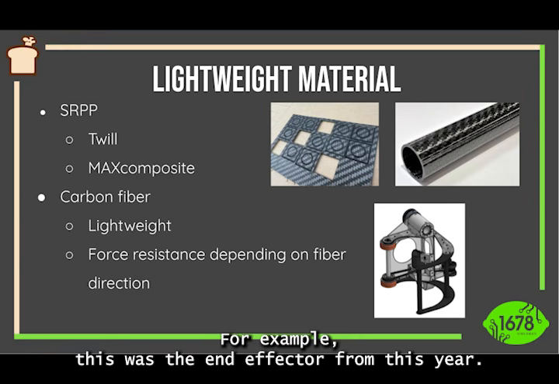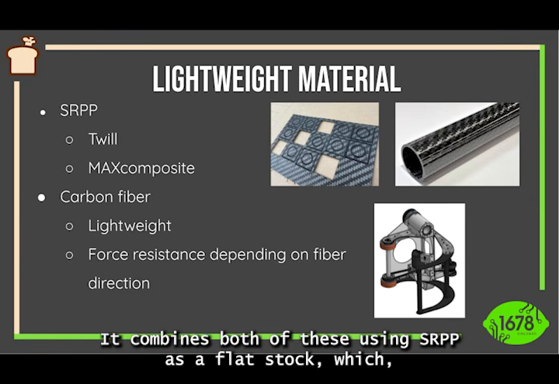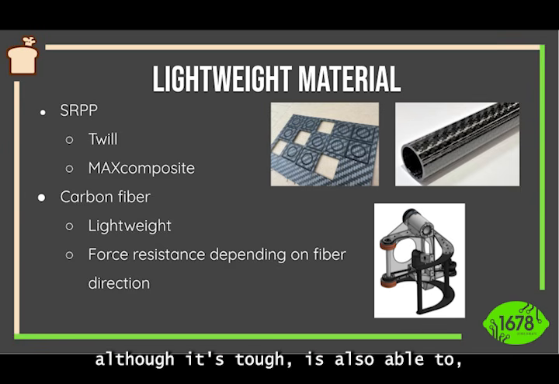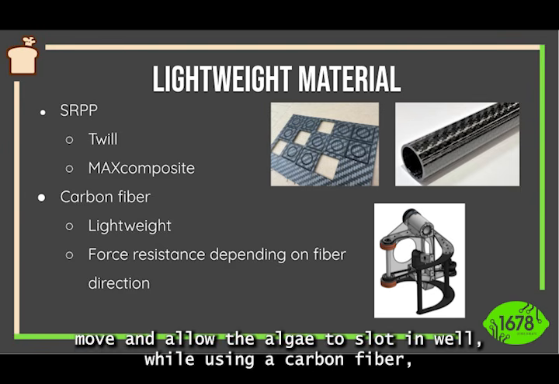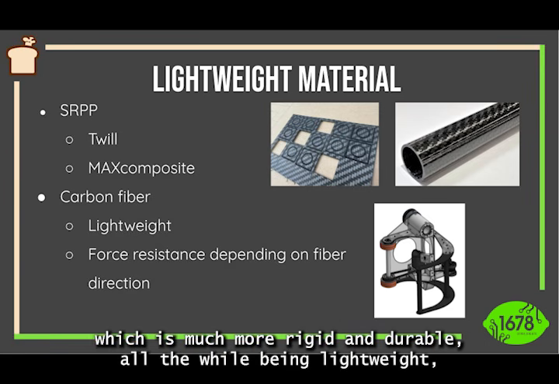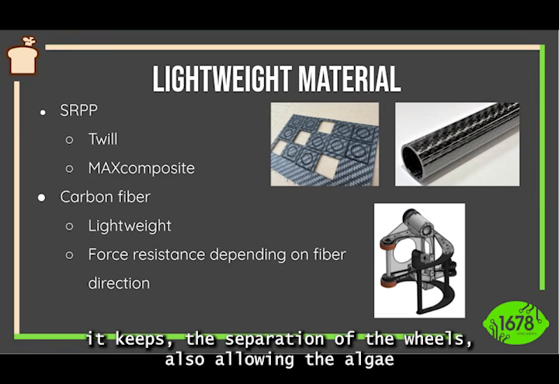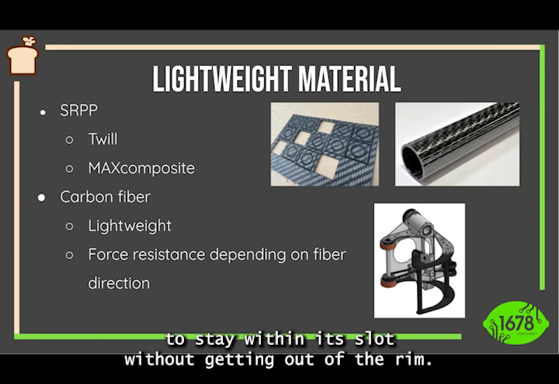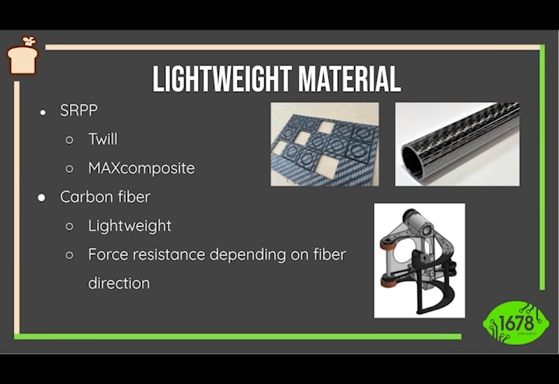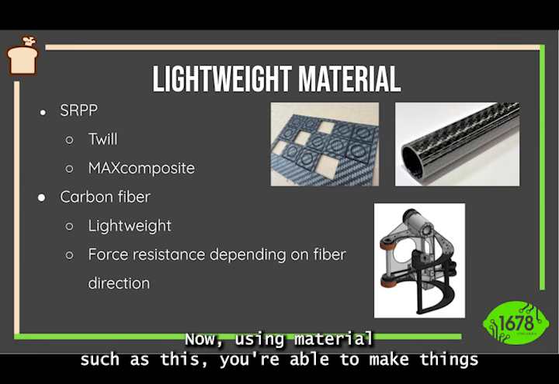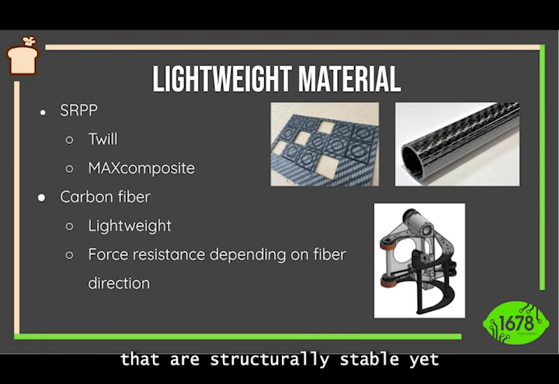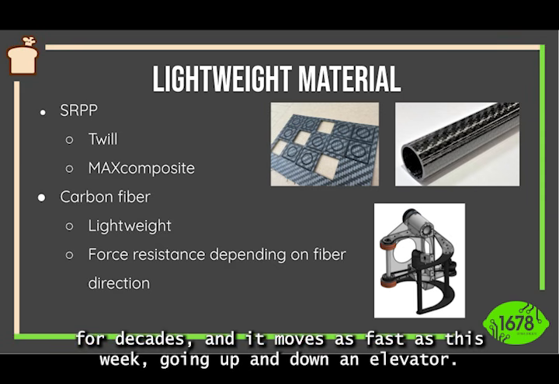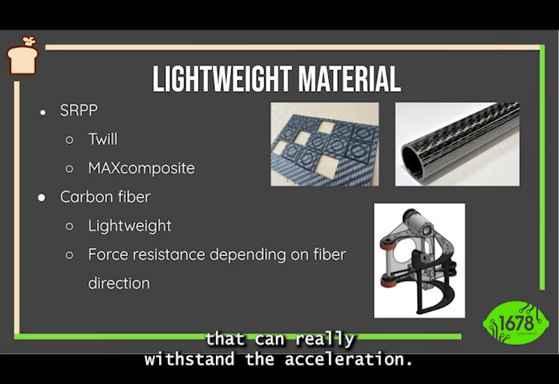For example, this was the end effector from this year. It combines both of these, using SRPP just as a flat stock, which, although it's tough, is also able to move and allow the algae to slot in well, while using carbon fiber, which is much more rigid and durable, all the while being lightweight. It keeps the separation of the wheels, also allowing the algae to stay within its slot without getting out of the rim. Now, using materials such as this, you're able to make things that are structurally stable, yet for a mechanism that moves as fast as this, going up and down an elevator, it's really important to use lightweight materials that can withstand the acceleration.